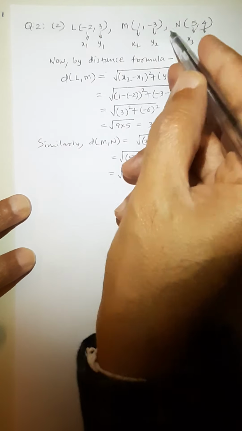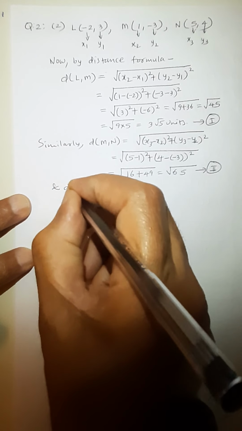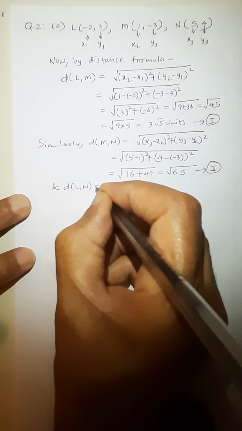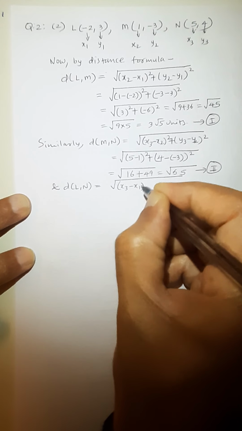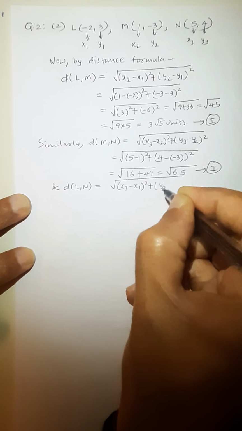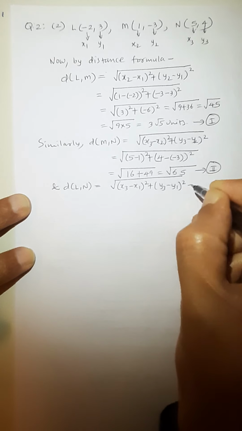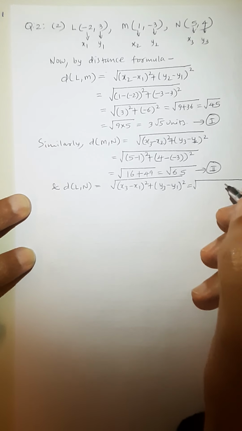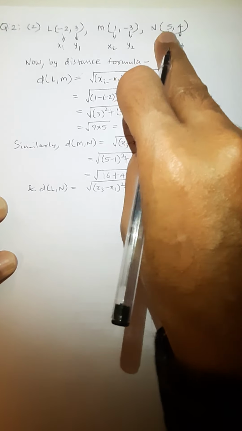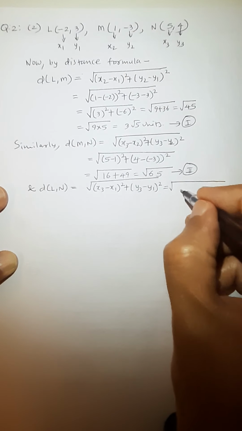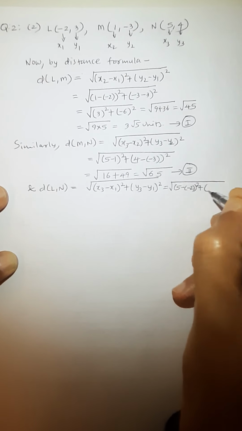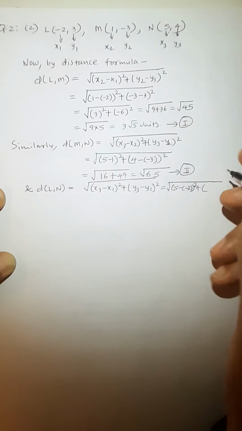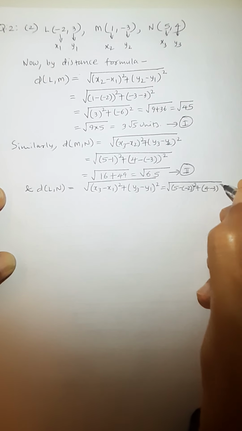The final distance we have to find is LN, and distance LN is equal to under square root x3 minus x1 the whole square plus y3 minus y1 the whole square, which is equal to under square root, x3 is 5, minus of minus 2, so 5 plus 2 the whole square, plus 4 minus 3 the whole square.